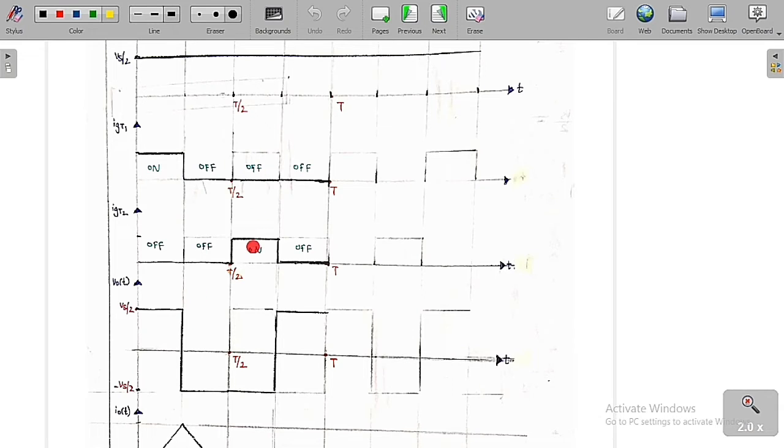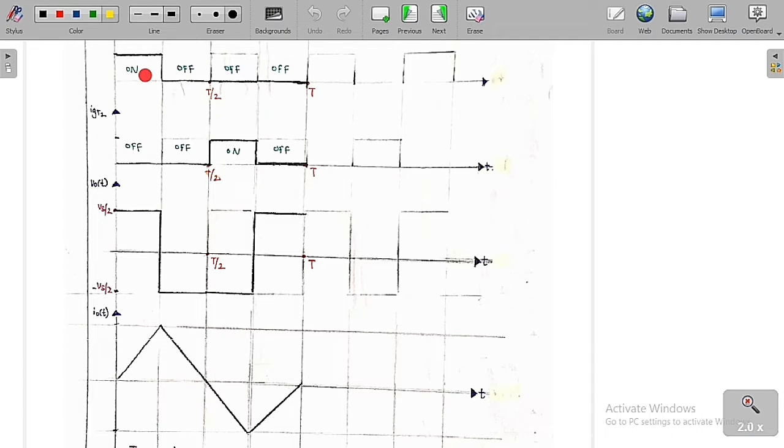If both are off, what is going to happen? We can see clearly that when T1 is on and T2 is off, the output voltage V0 is equal to Vs by 2. Here, with the RL load, the current in the inductor is going to increase. This is the charging mode, so the current is going to increase.